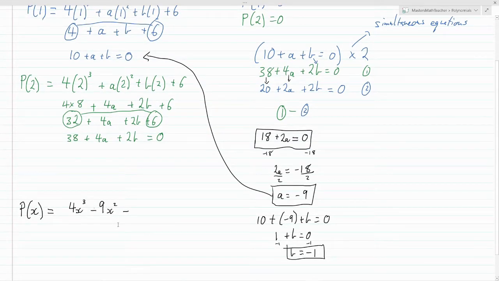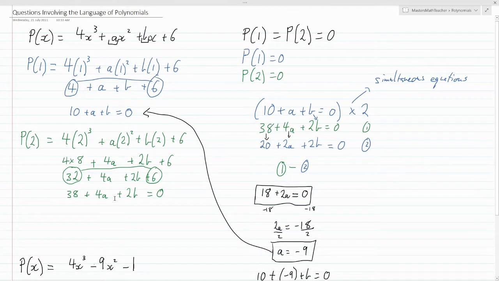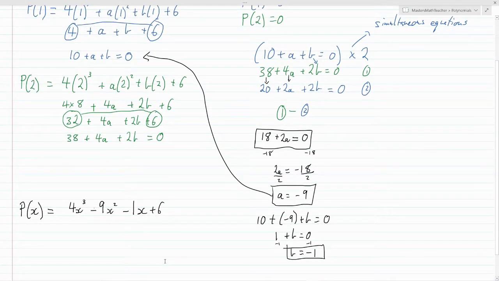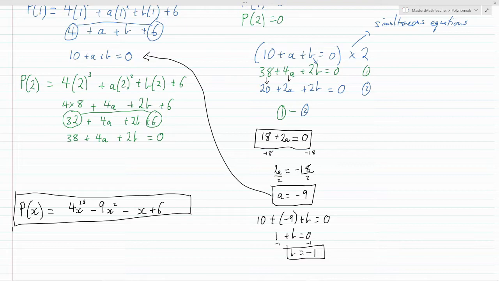Then look back at our b. Our b was negative 1. So we're going to go minus 1x plus 6. We don't have to write 1 here, do we? We always just write negative x. So this is our polynomial. It was the same polynomial we started with, but given the 2 bits of information, we were able to find what a is and what b is.